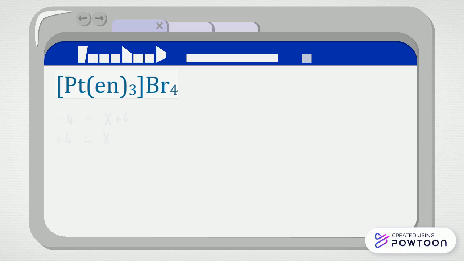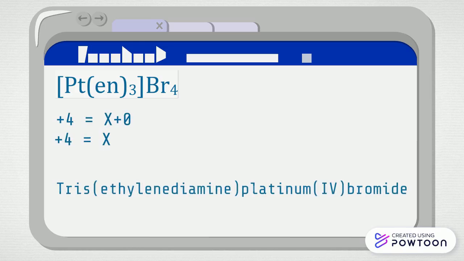Since the ligand is a polydentate, the name will start with tris(ethylenediamine). Next, the metal atom has an oxidation number of 4. Therefore, the name would be platinum(IV), indicating the complex is not an anionic one. And lastly, the anion in the outer sphere will be named last, which in this case is bromide. Therefore, the name of this compound is tris(ethylenediamine)platinum(IV) bromide.